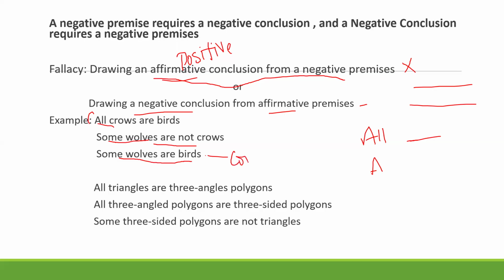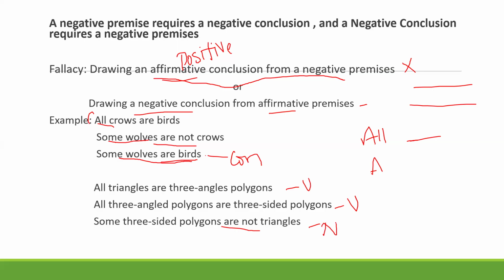Some not, it has to come, but it has come in the positive. Now we can see all triangles are polygons. All triangles are three-sided polygons. This is also universal positive. But here it has to come positive only. But here it has come: some three-sided polygons are not triangles. Negative, it's not possible. Positive, positive, positive only it has to come.